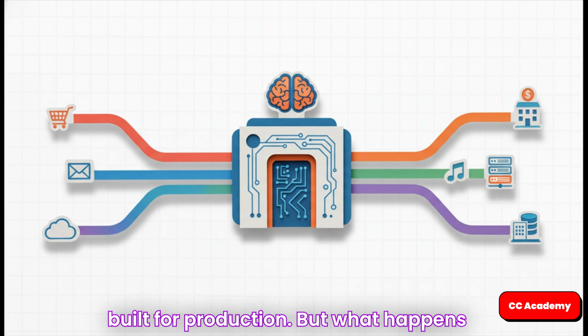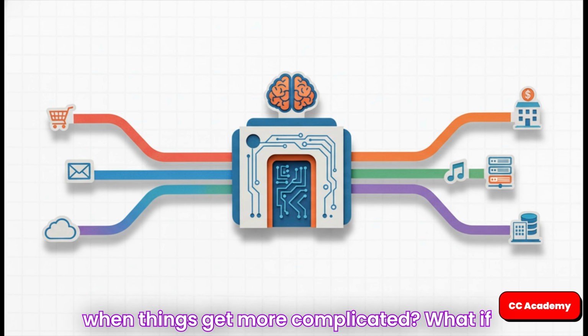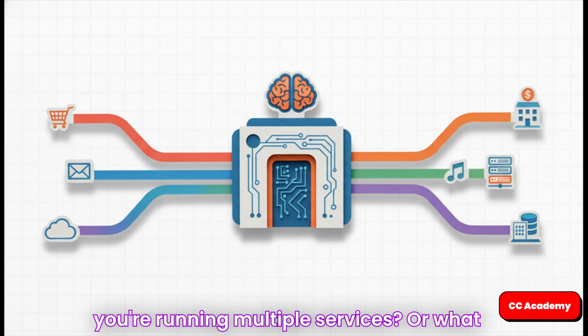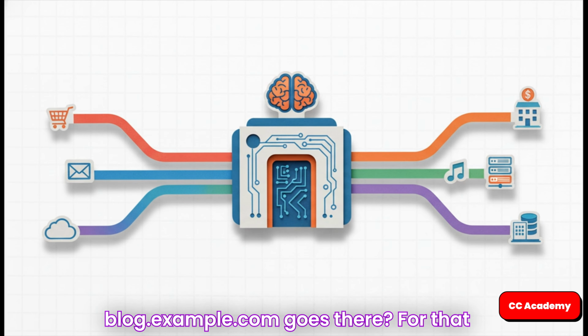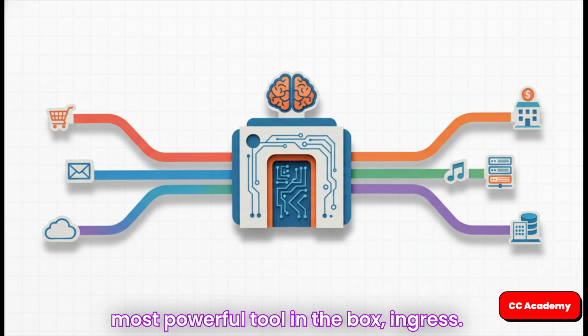But what happens when things get more complicated? What if you're running multiple services? Or what if you need to send traffic to different services based on the URL, like api.example.com goes here and blog.example.com goes there? For that kind of fine-grained control, we need the most powerful tool in the box, Ingress.